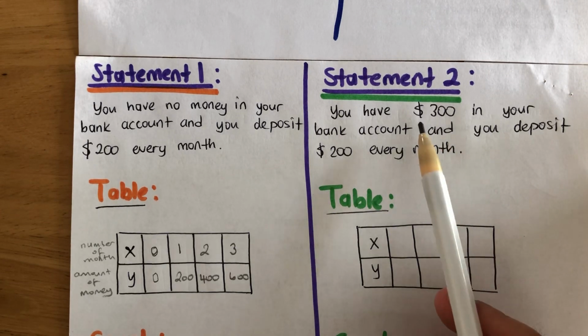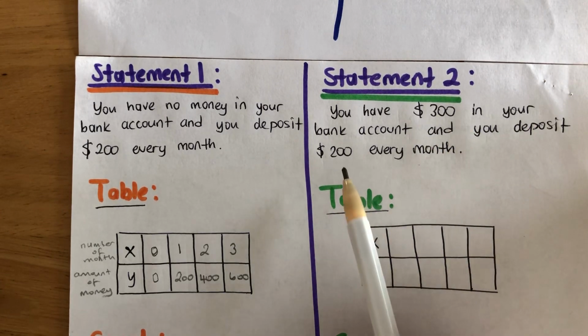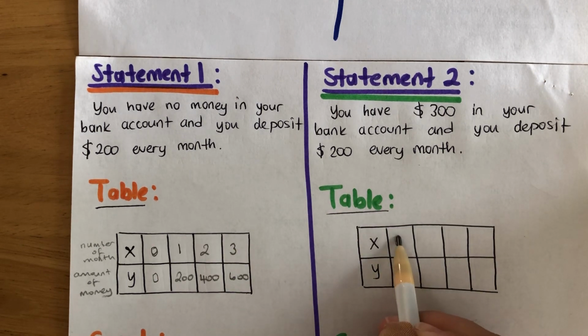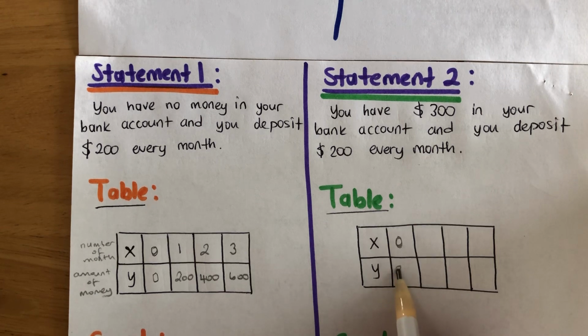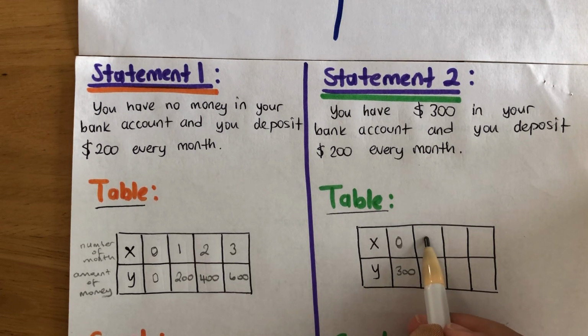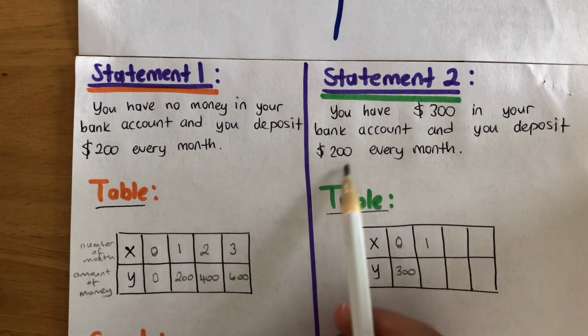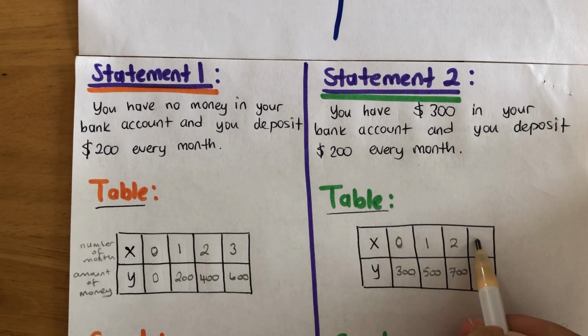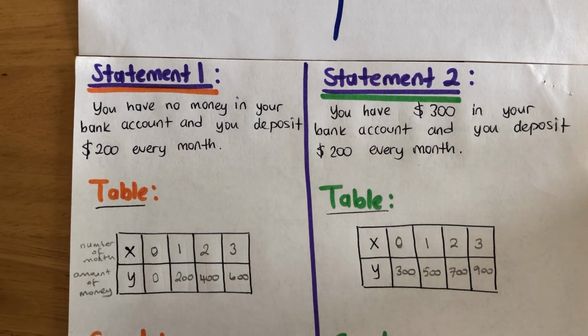Okay, let's talk about the second statement. You have $300 in your bank account and you deposit $200 every month. So at the beginning, you already have $300. At the end of the first month, you are depositing $200, right? So 300 plus 200, which is 500. Second month, plus 200, 700. Third month, plus 200, 900. Okay, these are my tables.